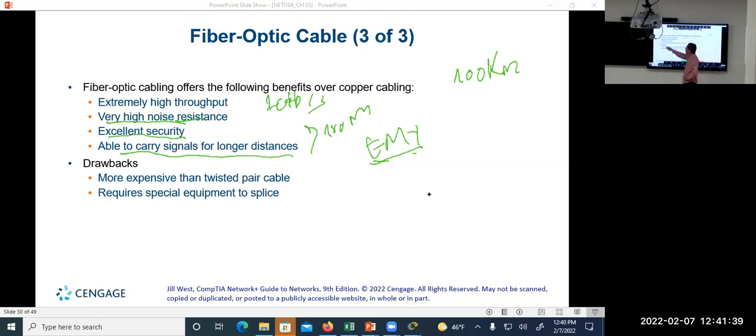Of course, it has drawbacks. It's more expensive than trying to repair, and it requires special equipment to splice. When you interconnect them together, you need to supply it here, so it requires special equipment. And of course, we see the source of the light. It can be a laser, which is very dangerous. That's why you need high attention when you work with optical cable.